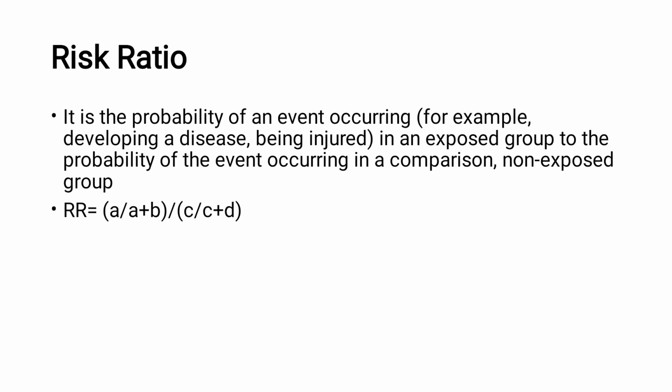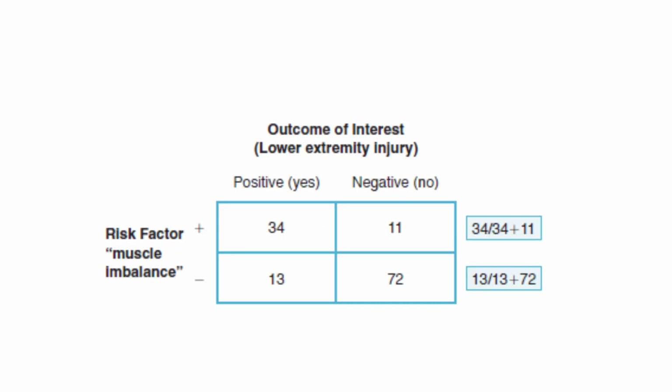So let me explain the risk ratio and odds ratio through an example. We have a scenario where individuals have lower extremity injury, that is our outcome of interest, and the risk factor is muscle imbalance. How much impact does muscle imbalance have on the cause of lower extremity injury? Some individuals have muscle imbalance and got the lower extremity injury, that will be our positive case. Then some individuals have a positive risk factor, meaning they have muscle imbalance, but they didn't get the lower extremity injury, that will be our scenario B.